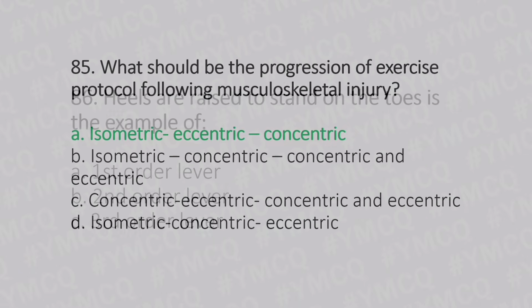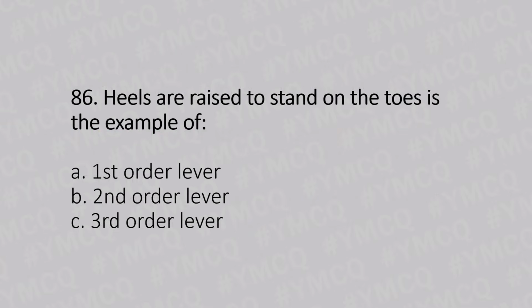Moving to our 86th question. Heels are raised to stand on toes is an example of option A, first order lever. Option B, second order lever. Option C, third order lever. And the answer is option B, second order lever.